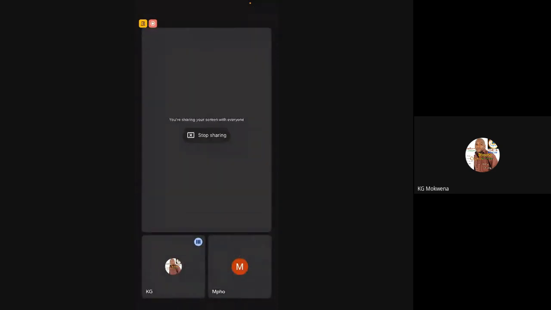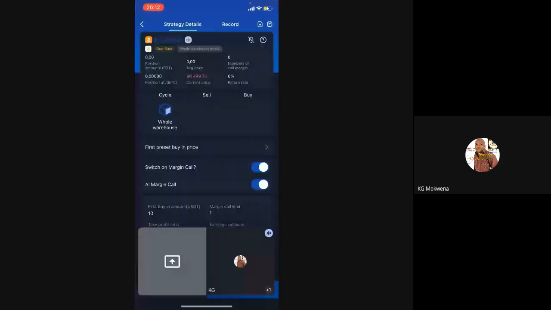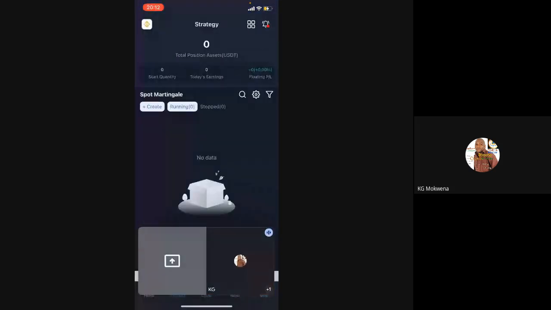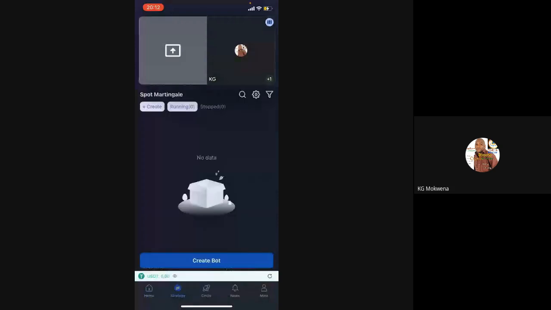So now, can you please go to your Royal Q? Let's go to your Royal Q and look at your strategy page, to see if we are able to see the amount of USDT. Yes, beautiful.